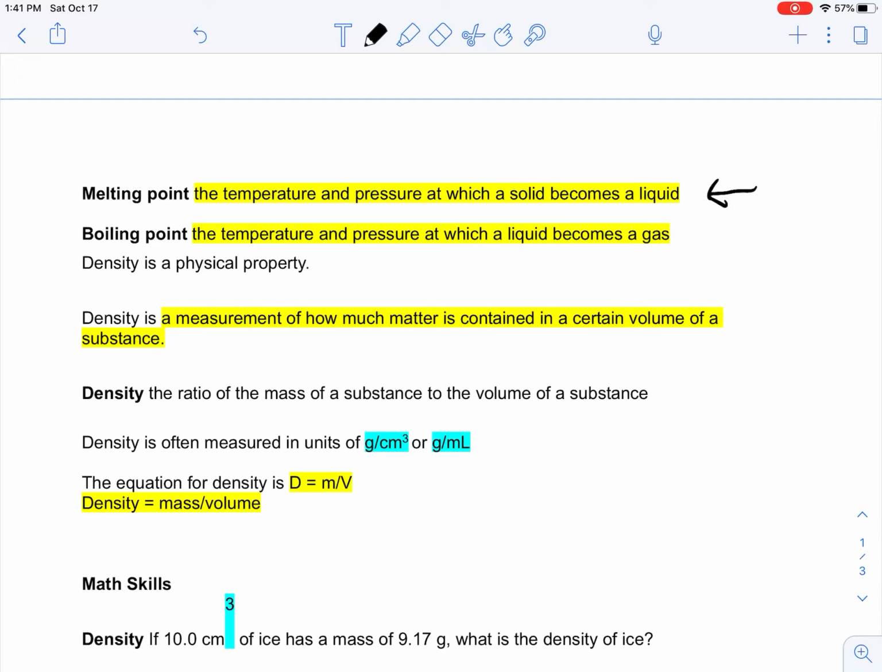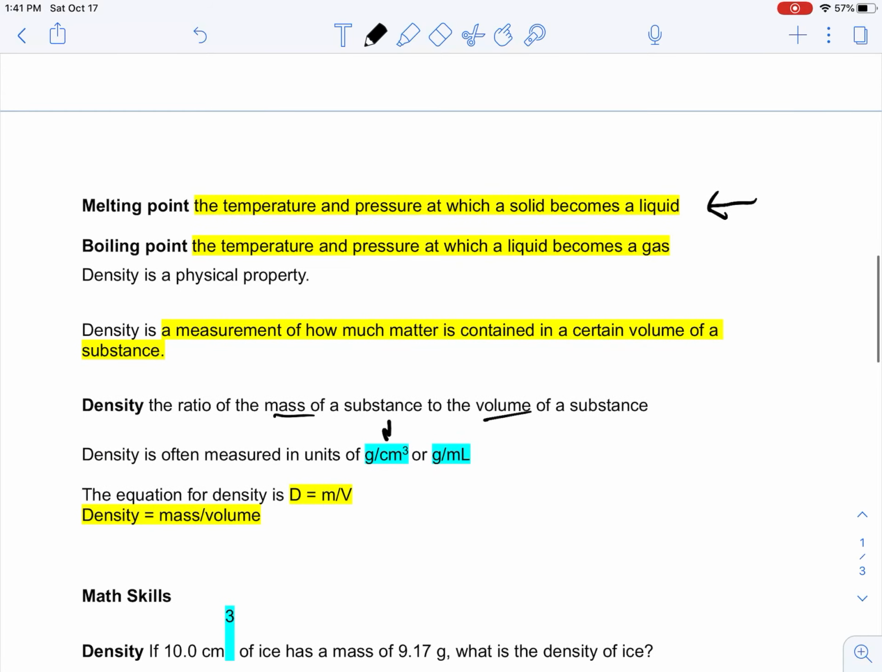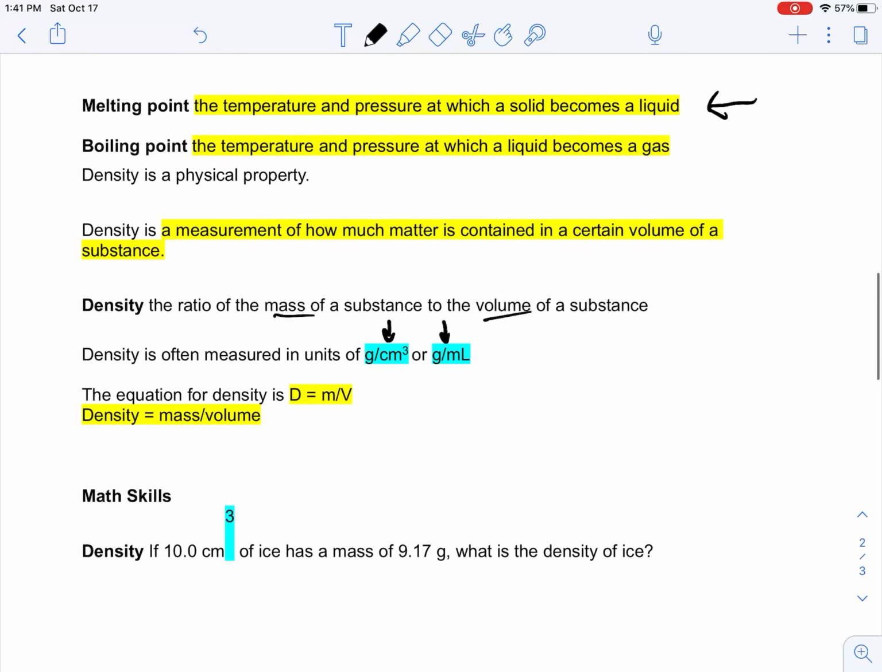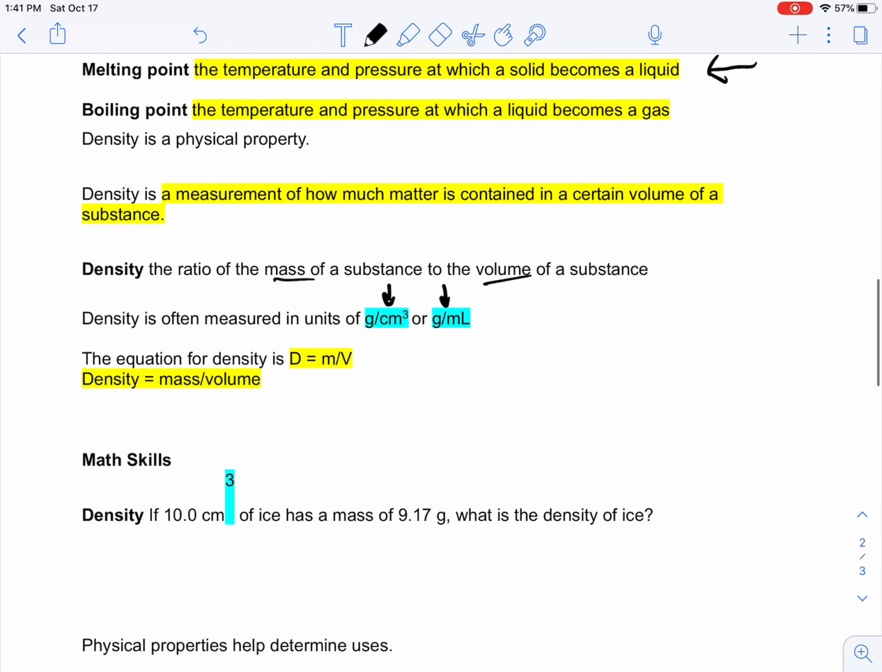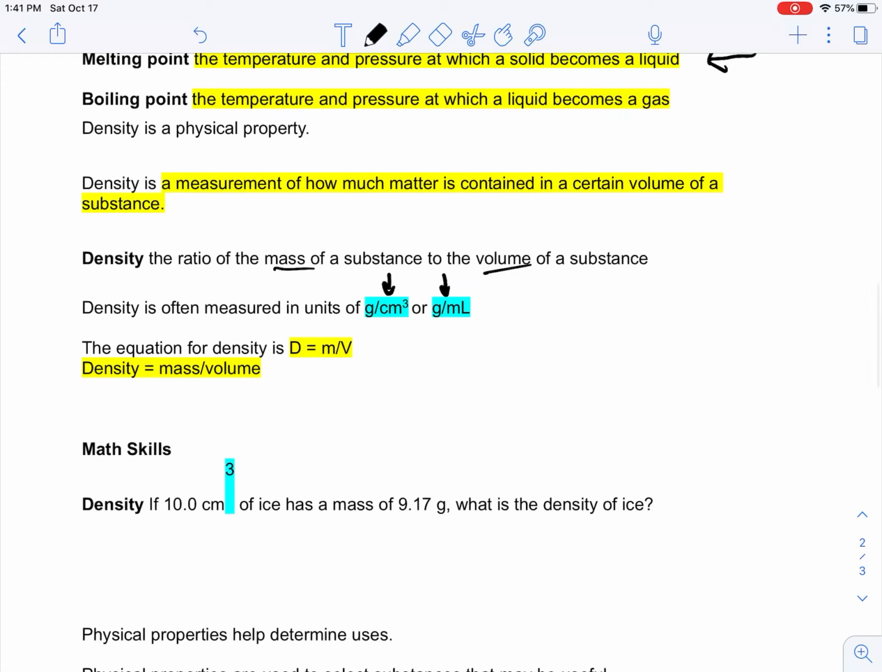What we're going to focus on today, though, is density. Density is a measurement of how much matter is contained in a certain volume of a substance. Basically, it's defined as a ratio of mass to volume. And it's often measured in either one of these units, grams per centimeter cubed or grams per milliliter. They mean the same thing, so no need to get worked up about what they mean. The equation for density is D equals M over V. Density is mass over volume. That's what the D and the M and the V stand for.